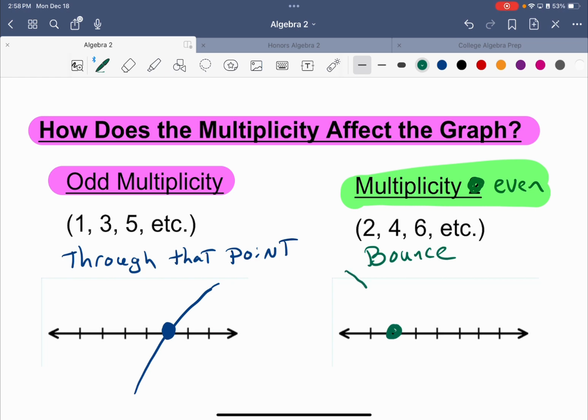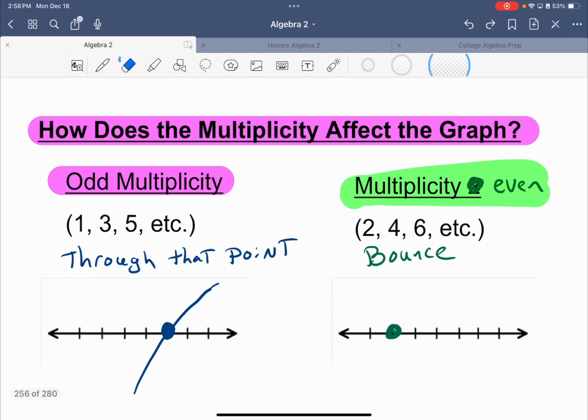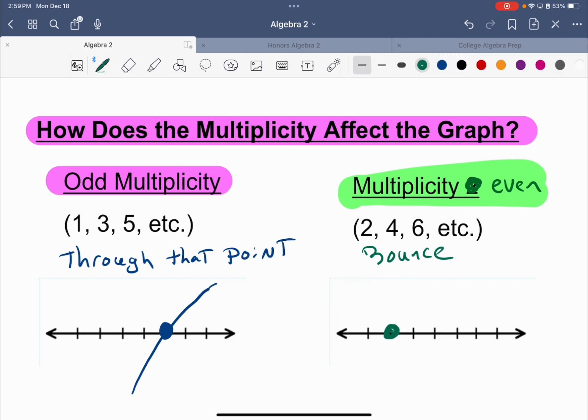Meaning it's going to come down to it, and it's going to bounce back up, or it's going to bounce down. Either way, it's going to bounce. Now, does it do different things as the multiplicities get higher? Yes, it does. We're not going to worry about it flattening out before it gets to it. We're just going to say if it's odd, it goes through it, and if it's even, it bounces off of it.